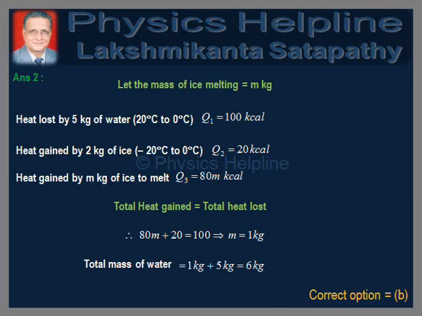Now, equating total heat gained and total heat lost, we get 80 m plus 20 is equal to 100, which gives m is equal to 1 kg. Therefore, total mass of water in the mixture will be 5 kg plus 1 kg is equal to 6 kg. Therefore, the correct option is B, which is the answer to question 2. This completes the answers to the questions.